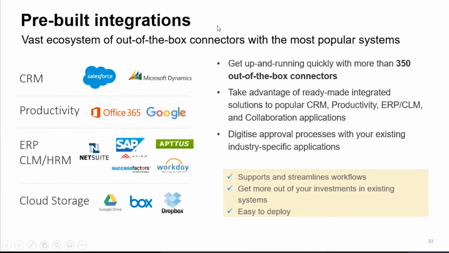So these are pre-built integrations whereby in terms of CRM, there's Salesforce, Microsoft Dynamics, and if you are looking at the productivity suites, it's Office 365 and G Suite. And for ERP, there are SAP and SuccessFactors. And for cloud storage, there's Google Drive, Dropbox, and Box. So these are all the capabilities on the integration part. There are more than 350 out-of-the-box connectors.